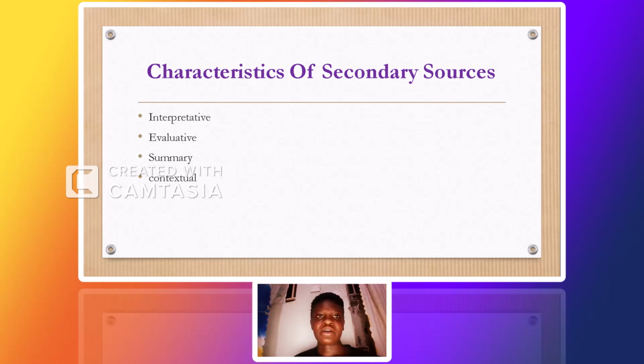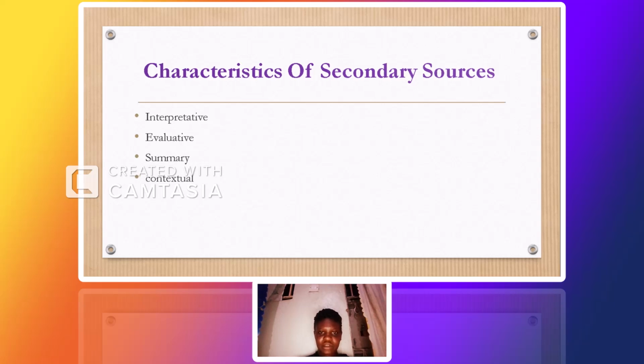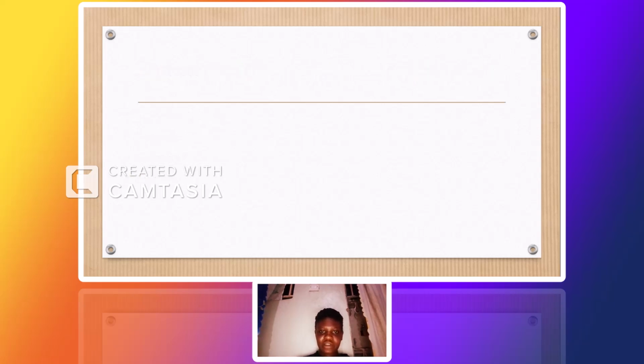What we can say about this is that secondary sources help to frame or contextualize primary data within movements or histories or broader trends. Therefore, this is what we can say about the characteristics of secondary sources. Therefore, secondary sources have a lot of things that they can do.